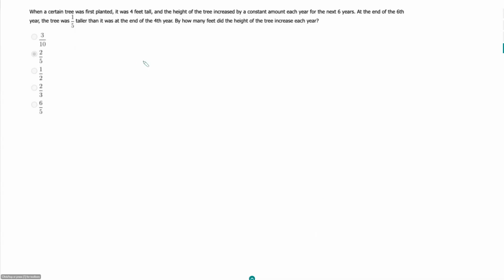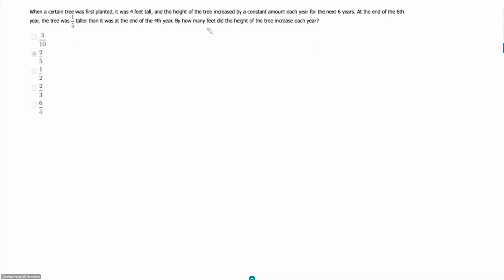When a certain tree was first planted, it was 4 feet tall, and the height of the tree increased by a constant amount each year for the next 6 years. At the end of the 6th year, the tree was 1/5 taller than it was at the end of the 4th year. By how many feet did the height of the tree increase each year?